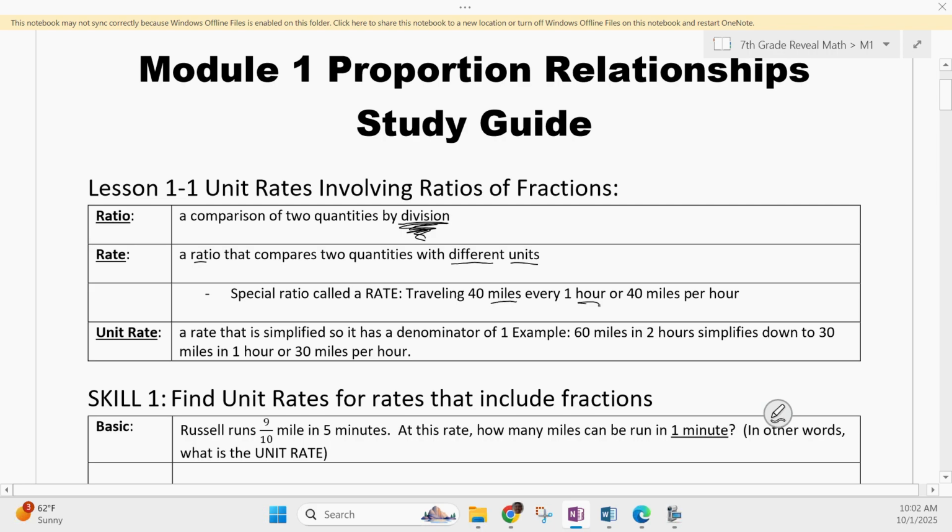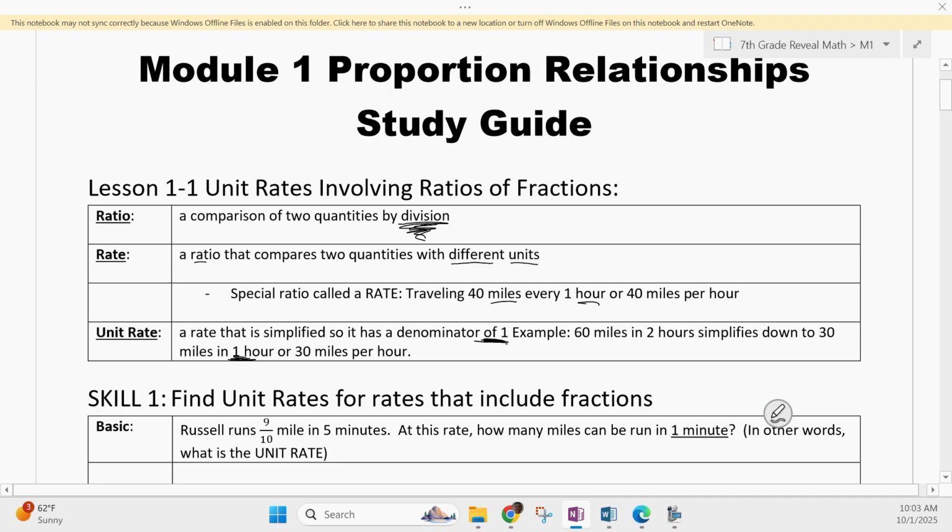Okay, so let's talk about now. We got a special type of ratio that's called a rate, and we got a special type of rate called a unit rate. So somebody read for us about unit rate. Go ahead, Jaden. Okay, right? We're looking for that 1. All right, so it has a denominator of 1.